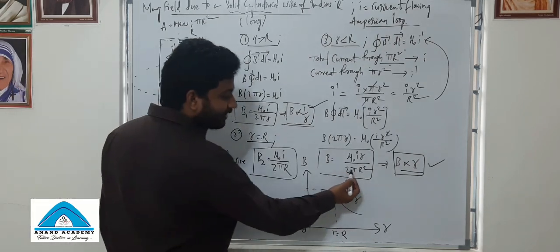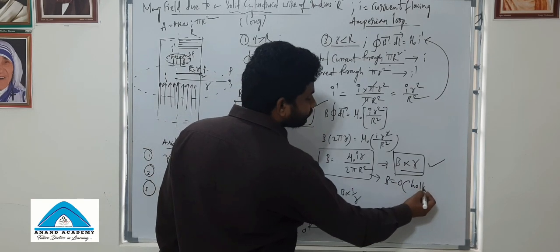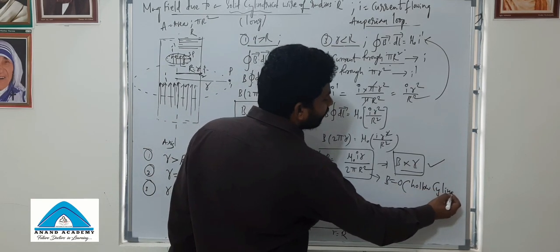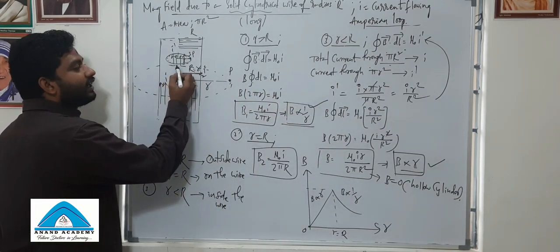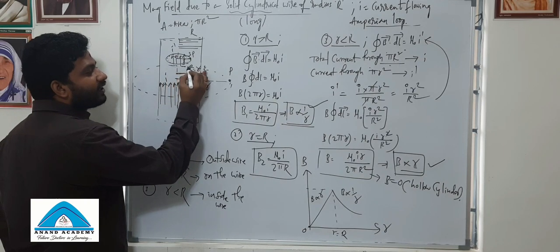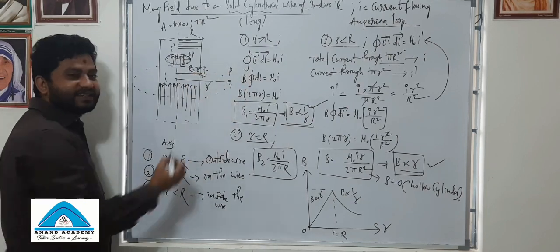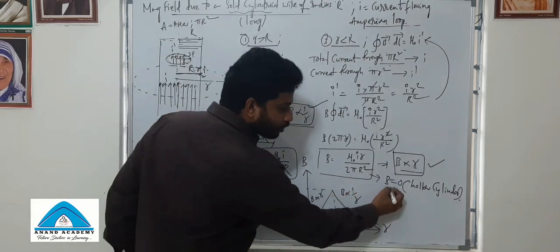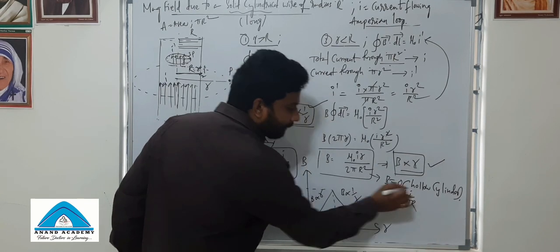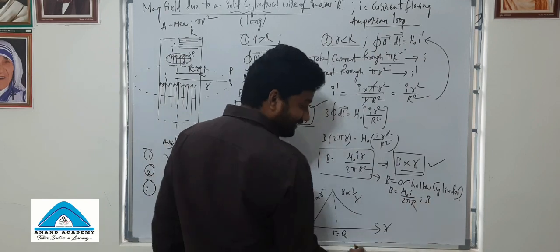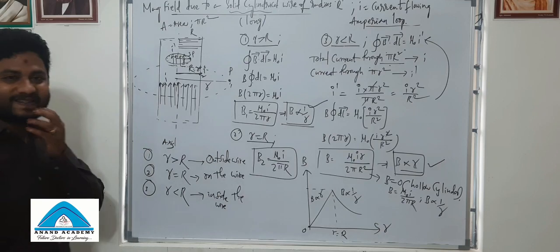So B is equal to 0 in the case of a hollow cylinder. That means from the axis of the cylinder, inside, the magnetic field is 0, on the surface it is maximum, and from there it decreases. So B is equal to 0 inside, and outside B is equal to mu naught I by 2 pi R, so B is inversely proportional to r. So that is a hollow cylinder.